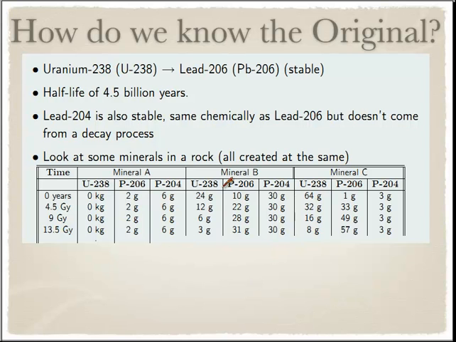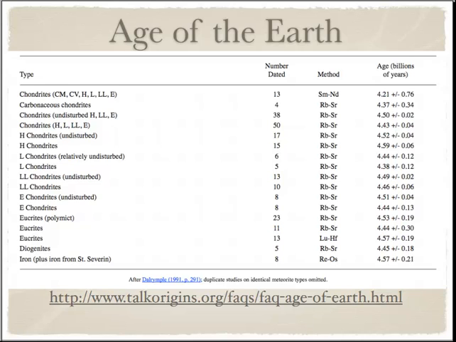So in mineral B, for example, uranium-238 becomes lead-206, and this increases, where the lead-204 is constant. Doing this many times, we can get the age of the Earth and of many rocks very, very accurately. So here's a chart that shows essentially the different types of rocks that we get, and pretty much what we see is 4.5 to 5 billion years.